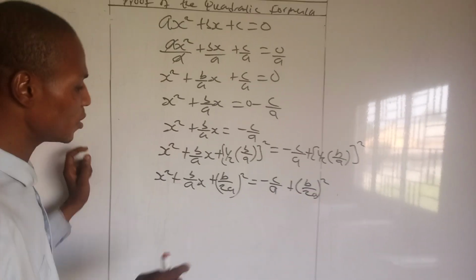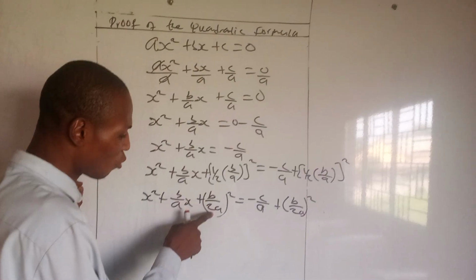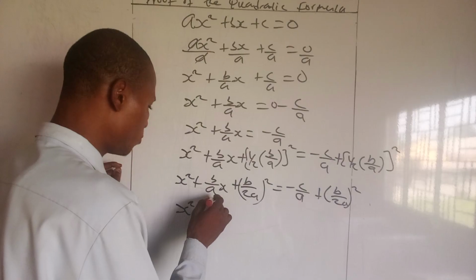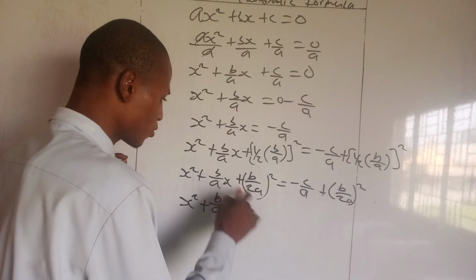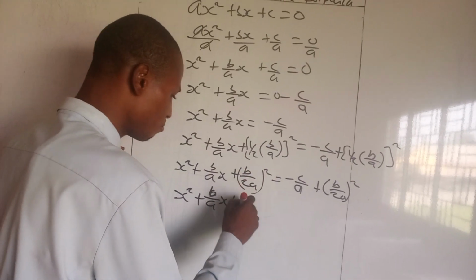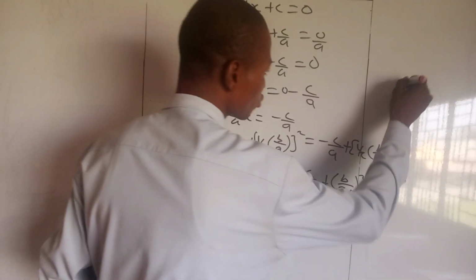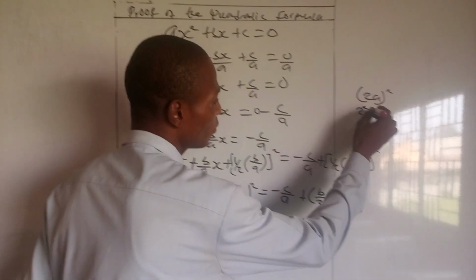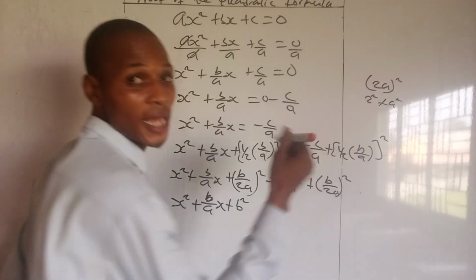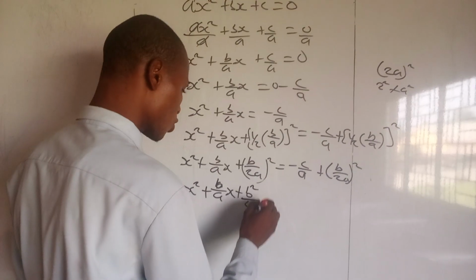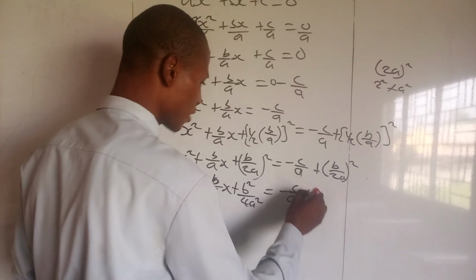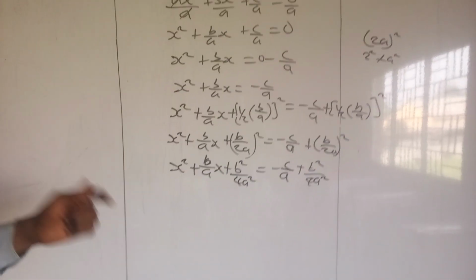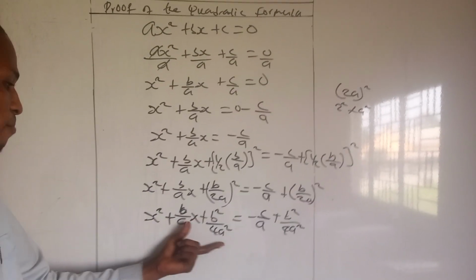From the power of indices, we distribute this power to each of the quantities in this bracket. So this will become x squared plus b over a x plus b squared over 2a all squared. We distribute this power: 2 squared times a squared. 2 squared is 4, so here it becomes 4a squared. The same thing to the other side, so it will be b squared over 4a squared.